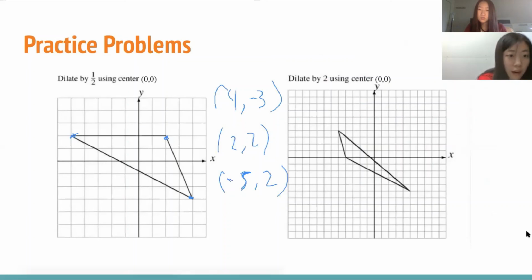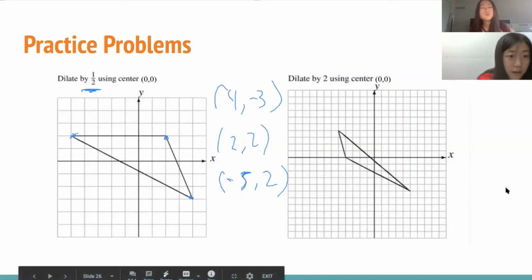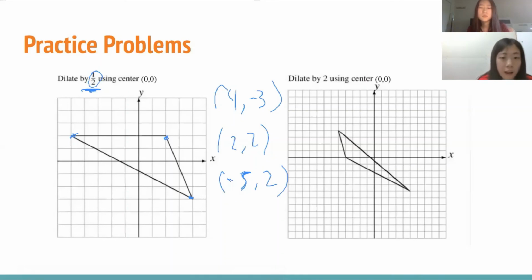And now we have to dilate it by a scale factor of 1/2. So you have to multiply all the values by 1/2, which will be 2, -1.5. This will be 1, 1. And this will be -2.5, 1.